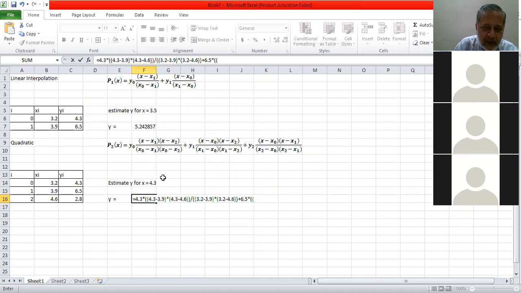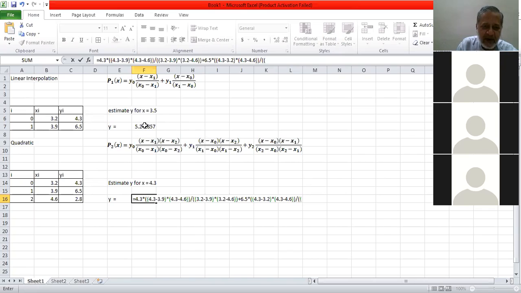multiplied by x minus x naught, x minus x2. This time we don't have x minus x1. Previously we never had x minus x naught. So x is 4.3 minus what? X naught, and x naught is 3.2, multiplied by x minus x2. So 4.3 minus x2 is 4.6. The numerator is completed. The denominator.